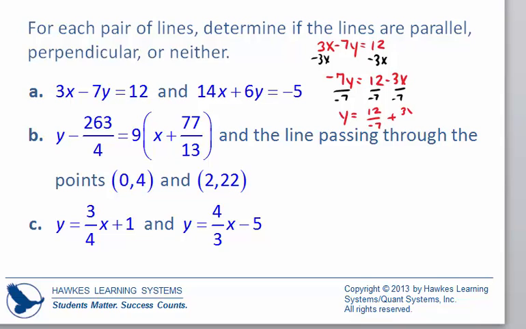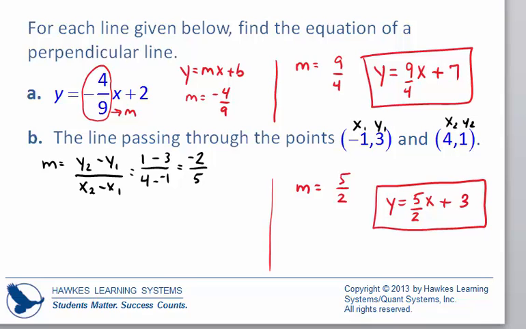3x over 7. So remember that in slope-intercept form, your slope sits in front of the x. So your slope in this equation is going to be 3 over 7. So I'm going to write that here so we don't forget, 3 over 7. And then we're going to do the same thing for the other equation.